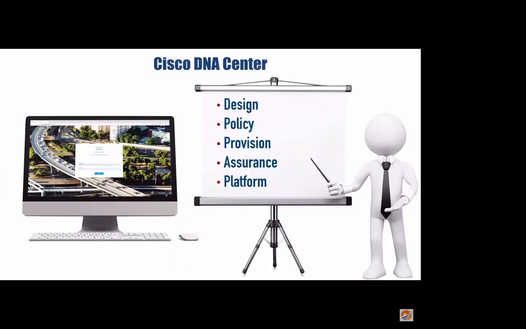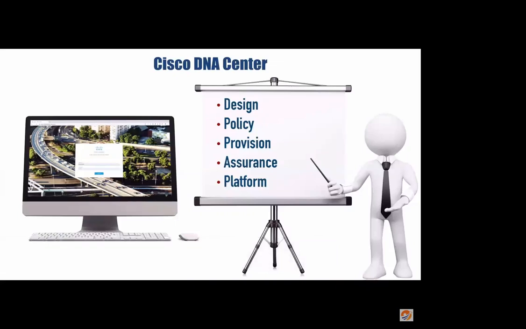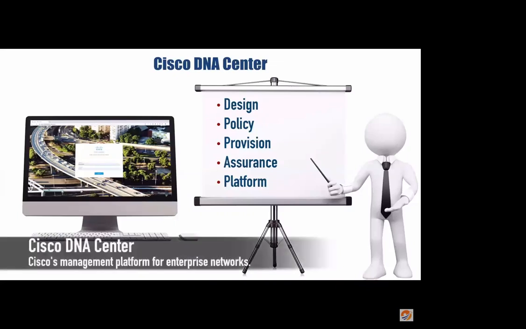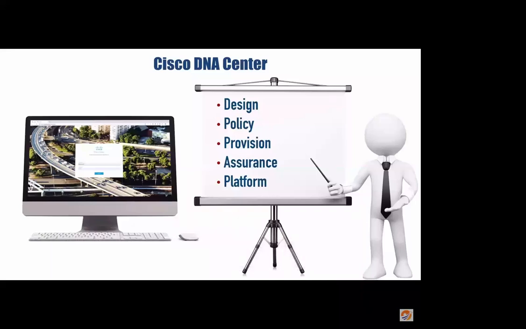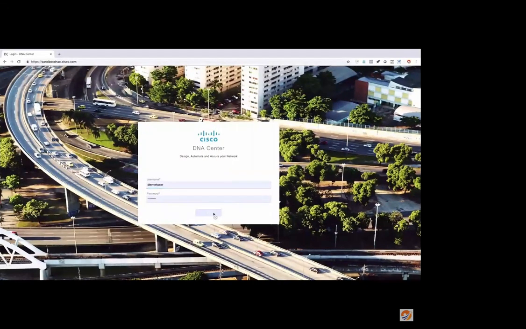Oh, by the way, as a comparison, you may have heard of ACI, Application-Centric Infrastructure. That's Cisco's management platform for data centers. Well, think of DNA Center as Cisco's platform for managing enterprise networks. Again, think ACI for the data center and think DNA Center for the enterprise. Now, let's take a look at DNA Center. We'll go ahead and get logged in.